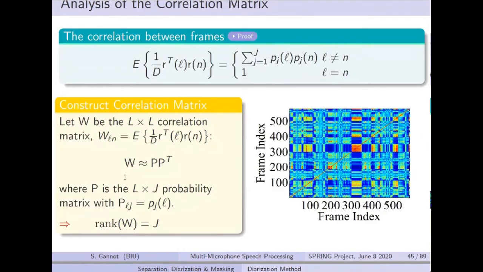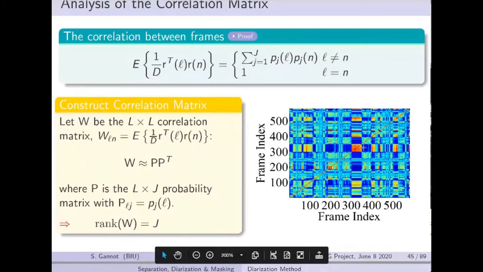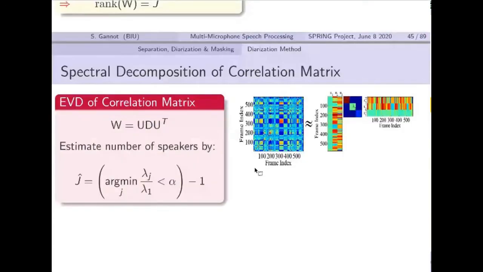So this matrix is really rank deficient. Its rank is J, and it's a large matrix. You can see it here, but it's rank deficient. This will also be important for us. Since this is rank deficient, I can apply eigenvalue decomposition, and then I can see what is the number of speakers in the scene. So for instance, here, we can see that there are only 3 major eigenvalues.